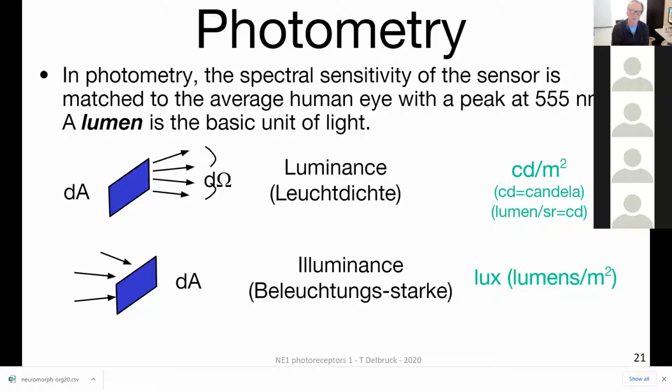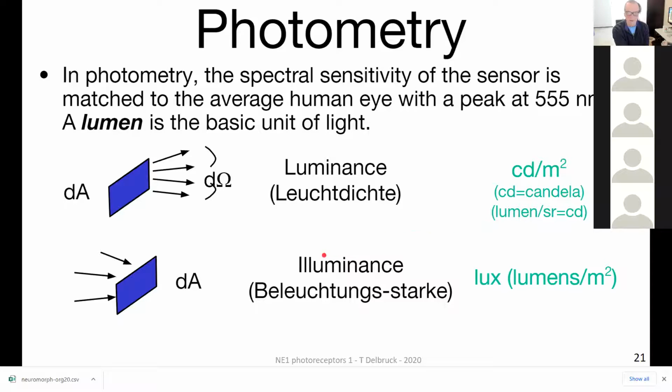Photometry means visible units. In photometry, the spectral sensitivity of the sensor is matched to the average human eye, with a peak at 555 nanometers. That's the yellow of sodium. So the basic unit of photometry is a lumen. And you describe surface brightness, this visible brightness, by luminance. When you buy a new computer monitor, it'll tell you what the luminance is in candela per square meter, where 1 candela is lumens per steradian. So this is lumens per meter squared per steradian. That's a measure of brightness.